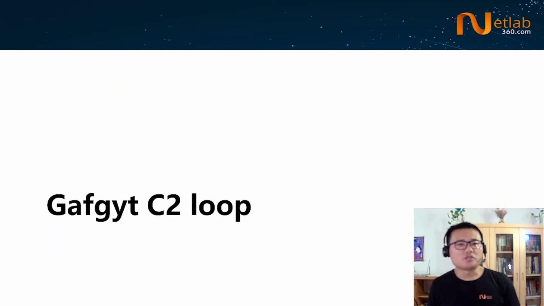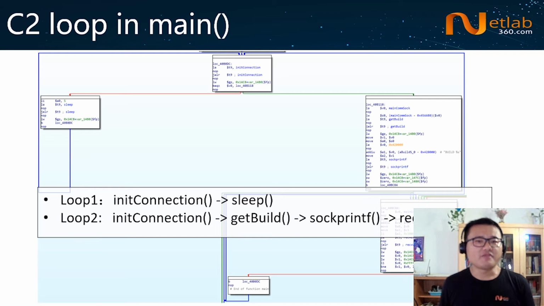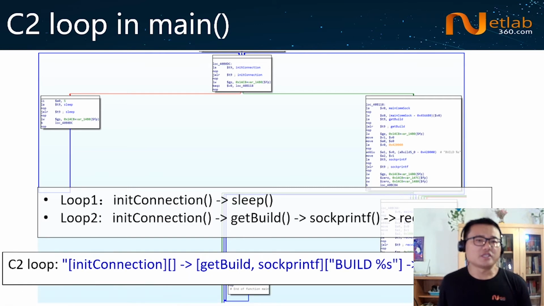Next, I will talk about the Gafgyt C2 looper. If you analyze the Gafgyt main function, you can find two loops. The second loop is responsible for building the C2 connections, registration, and command receiving. So I renamed the second loop the C2 looper. For better demonstration, each code block is represented with two square brackets, with the first enclosing the called functions, while the second encloses the references to strings.